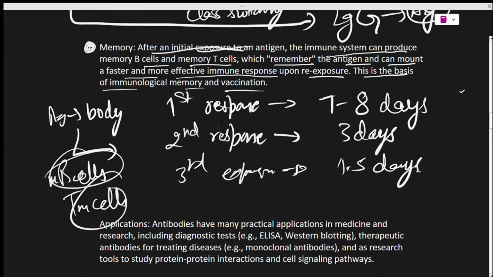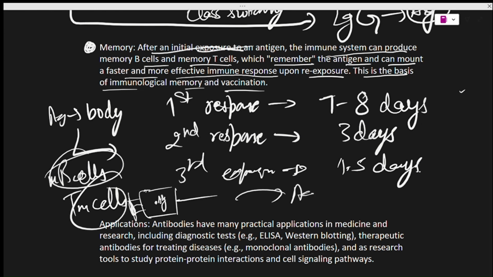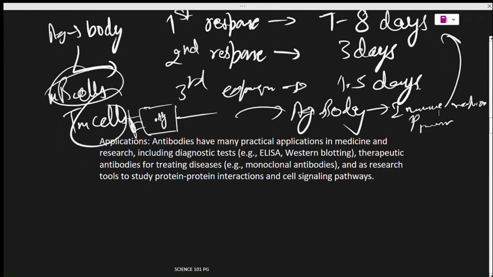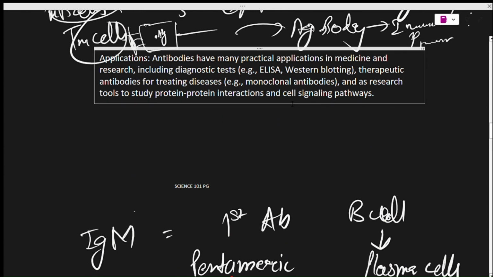And vaccination also works on the same principle, like if we take some injection, it contains antigen in some attenuated form. When these antigens enter into our body, then the body produces immune response. Okay, so this is a primary immune response. Primary, it will take again 7 to 8 days, but when the same antigen from environment comes to our body, then the immune response will take less time to act against it.